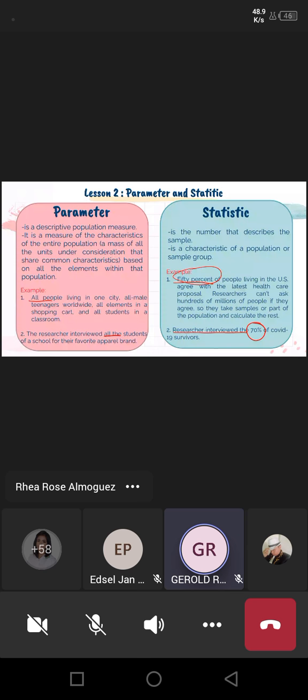Ano ba to? Question about the two, parameter and statistic? Wala po. Okay, thank you, Seth.